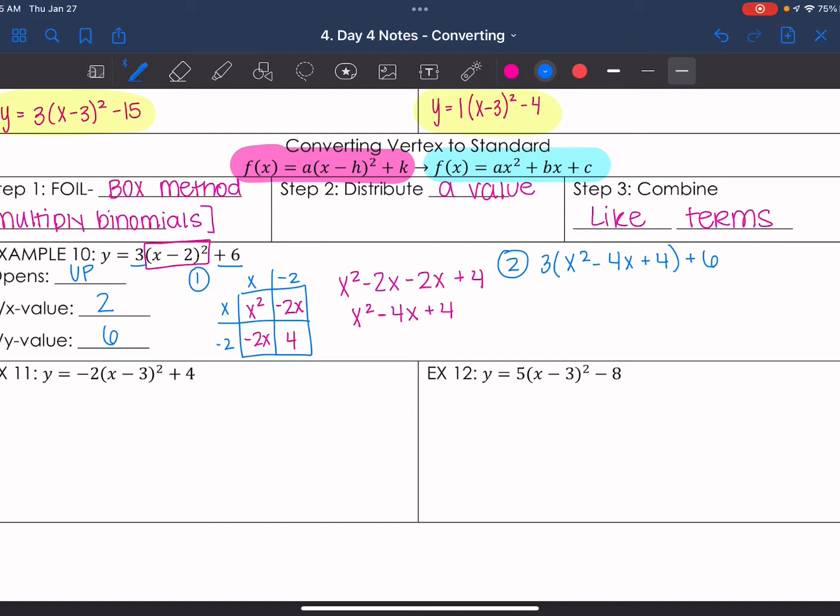And we're going to distribute that 3 to all of the terms in my parentheses. So I'll get 3x squared minus 12x plus 12, and then we'll bring down that plus 6 on the outside. For step 3, all we have to do is combine like terms to get 3x squared minus 12x plus 18. And that will be my final answer.